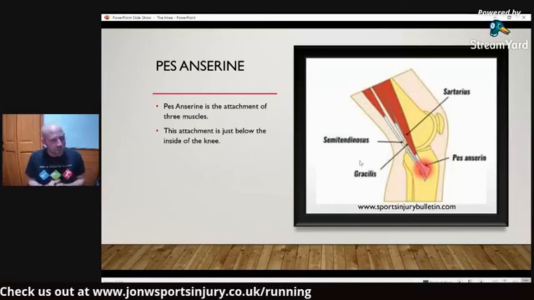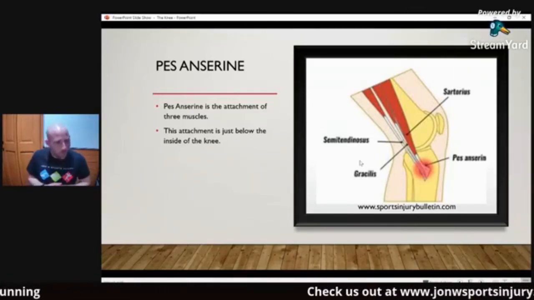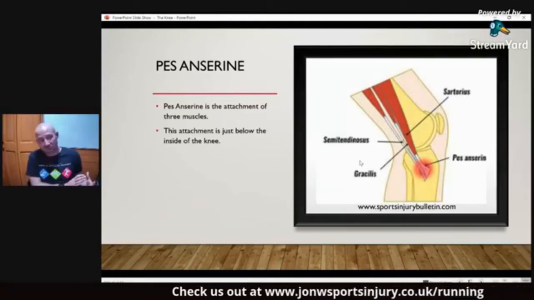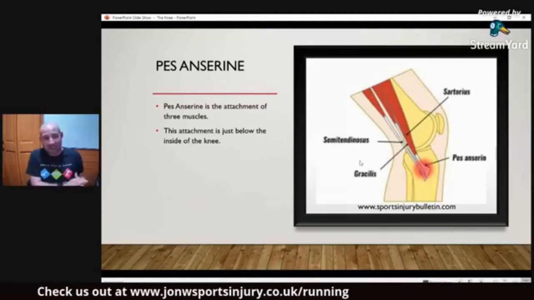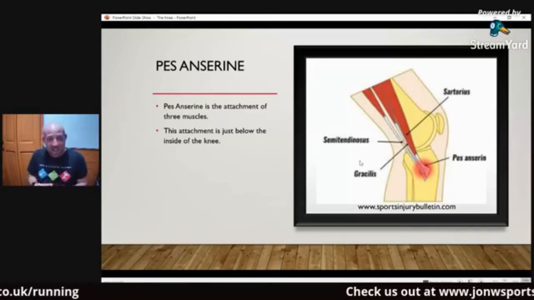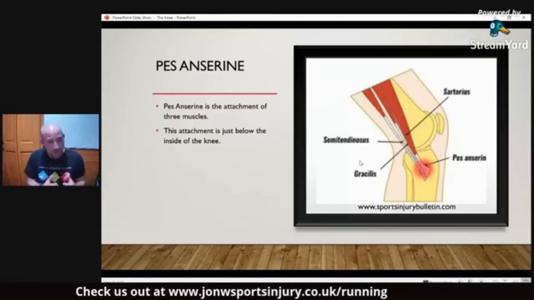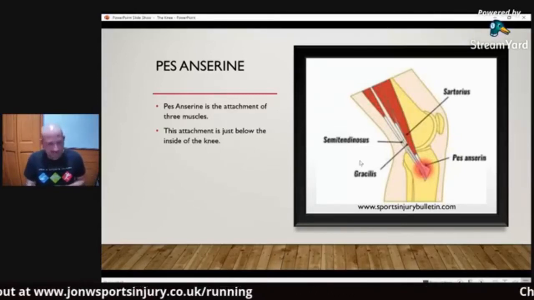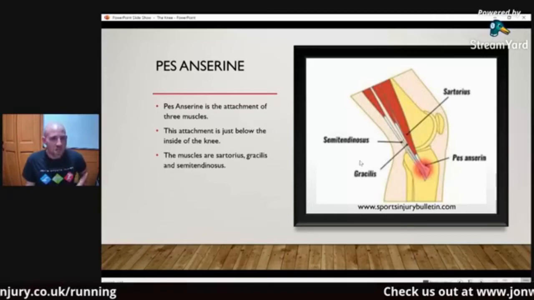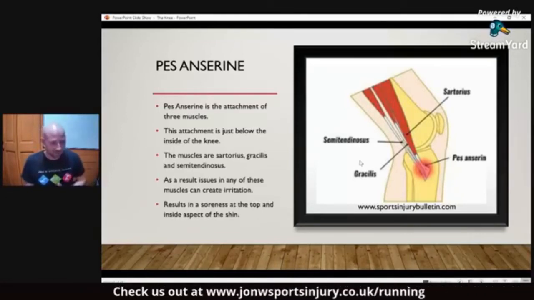So if you've got this sort of pain at the top of the shin towards the inside, we might instinctively think towards shin splints, but it might well be that actually this is a pes anserine insertion problem. Now, the key here is to really understand which of those three muscles might be problematic, or surrounding muscles that might be leading to dysfunction at the area. So I've mentioned the three muscles, and these can irritate the area.